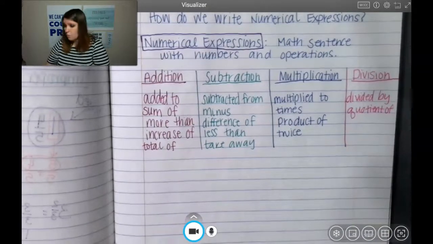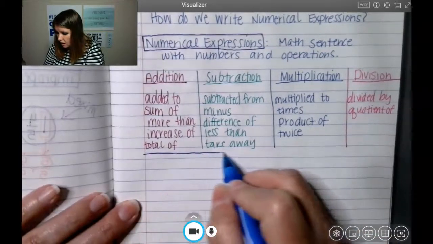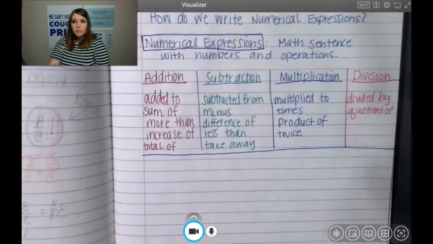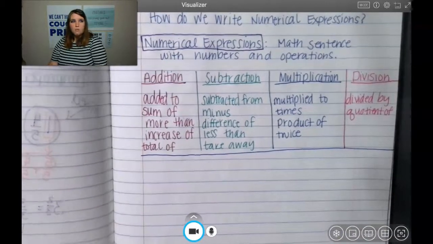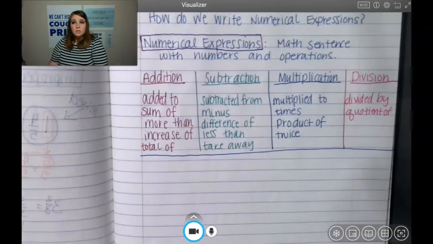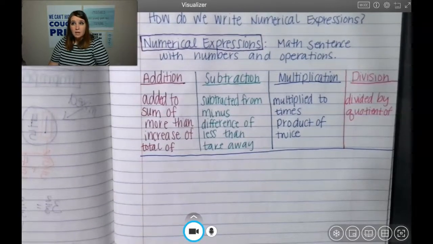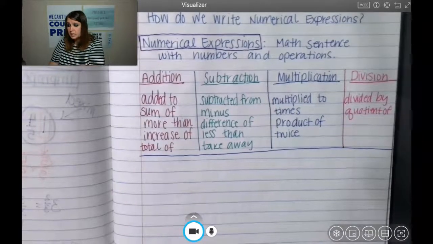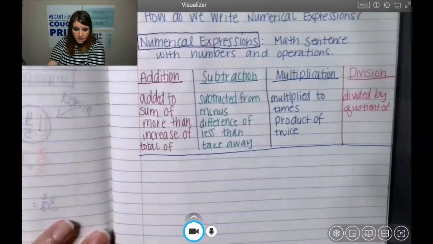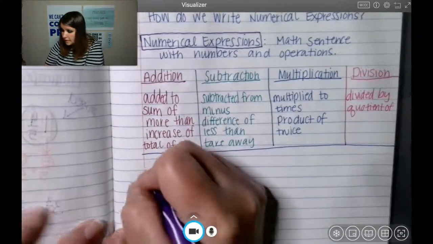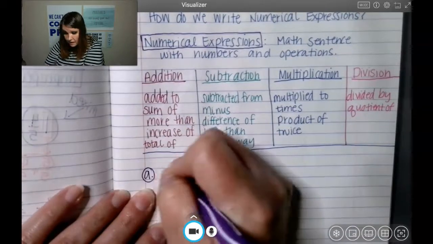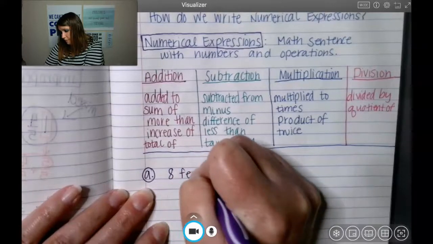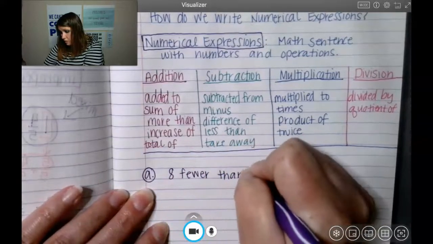All right, so why did I have you write down all of these words? And of course, we'll come back and we can write down more. Well, because when we are writing numerical expressions, we need to be able to identify these clue words in our sentences, in our math sentences. So let's talk about some examples. Let's say I have something that looks like 8 fewer than 22.